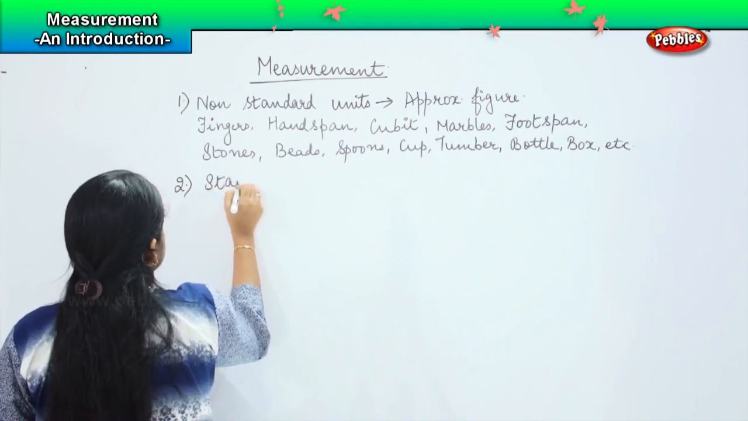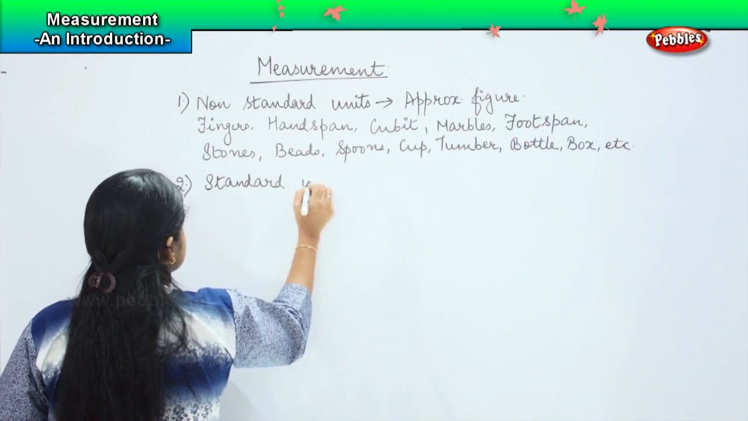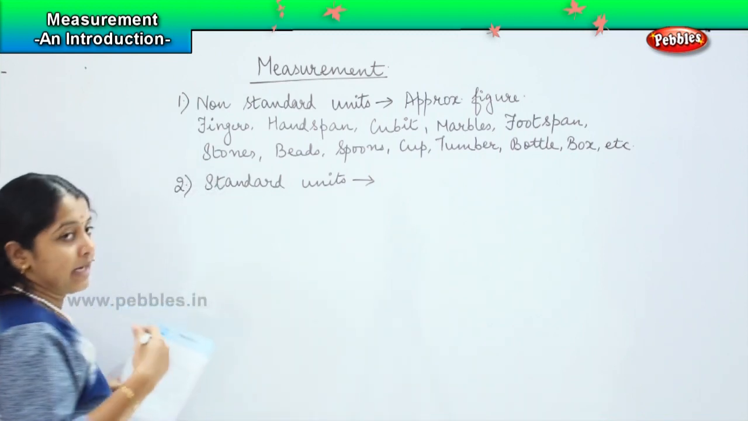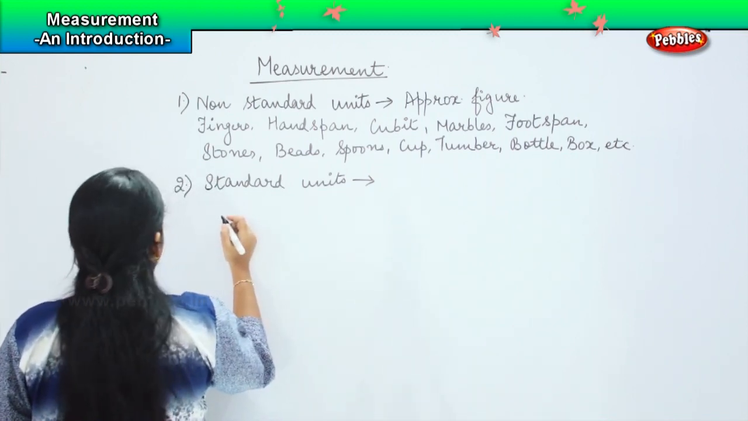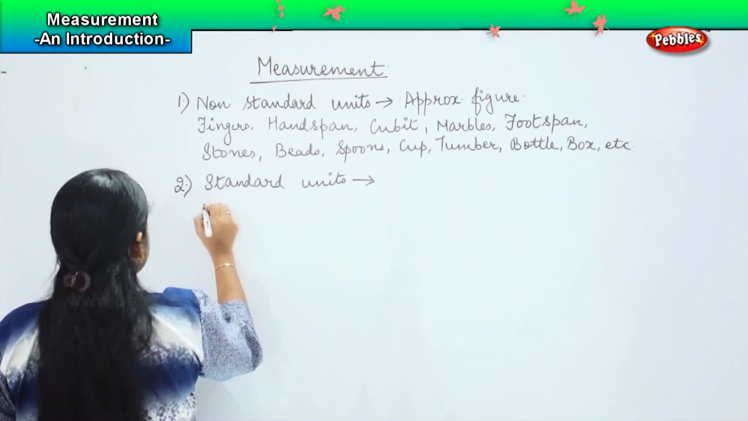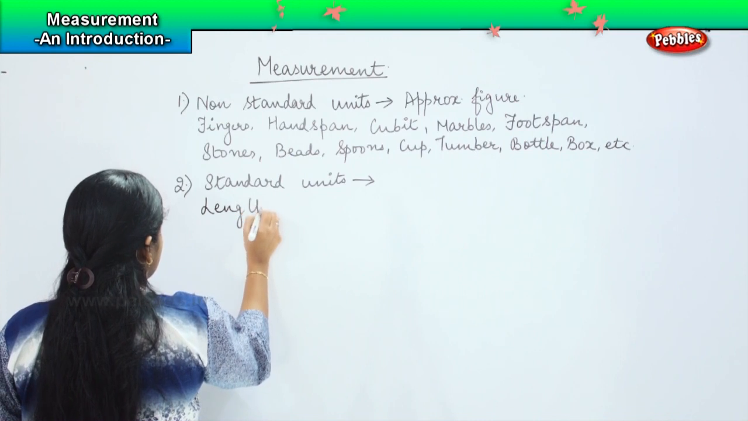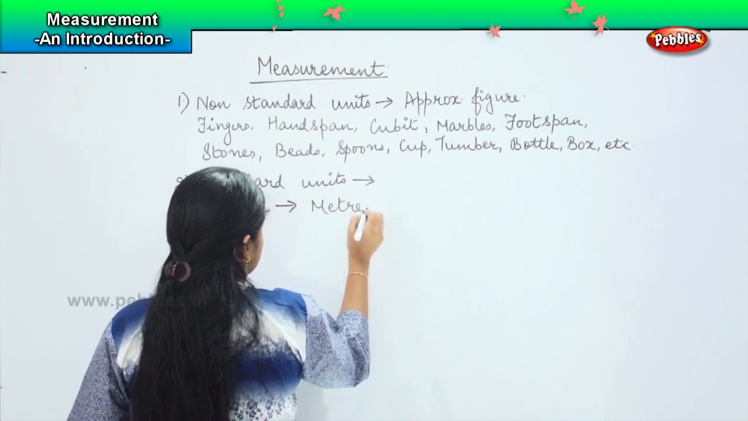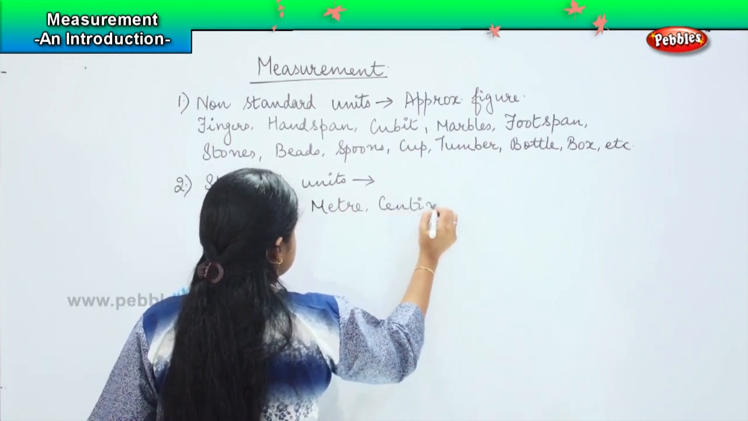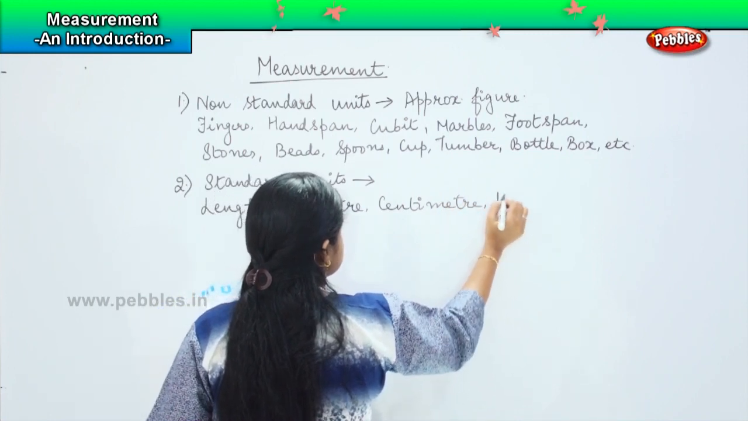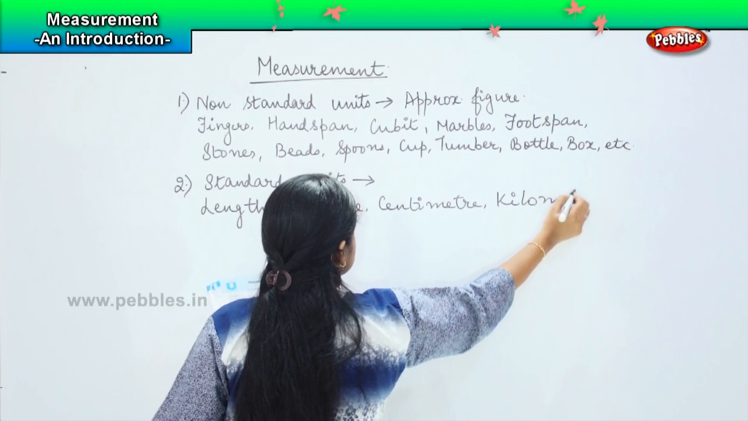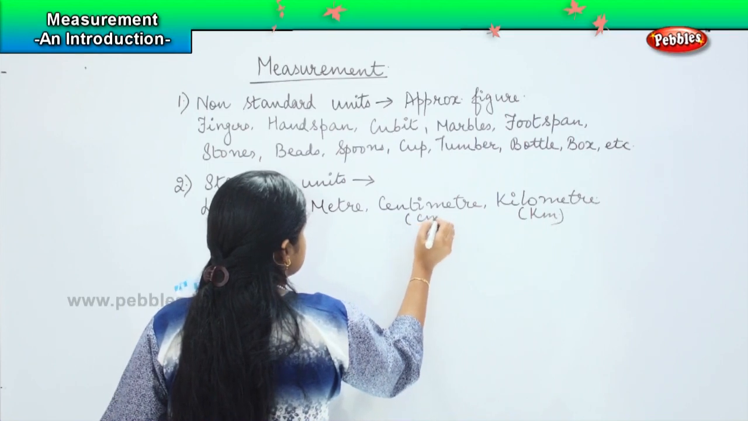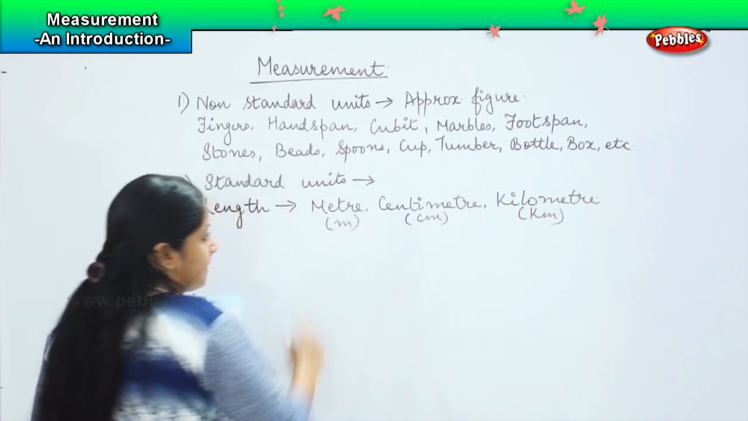Now, the second part which we are using in our today's world, that is called as the standard unit of length. Okay. So, standard unit is categorized in few of these bases. So, for example, if we want to measure length, we use meter, centimeter, kilometer. Okay. The short form for kilometer, you know, it is km, centimeter is cm, meter is m, right?